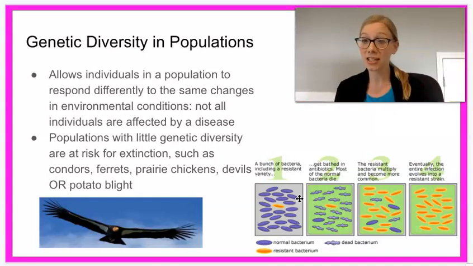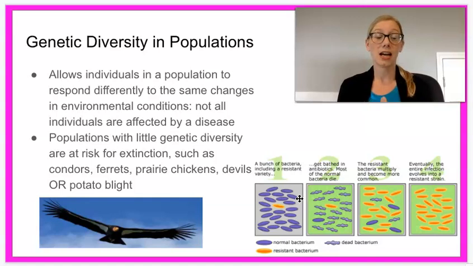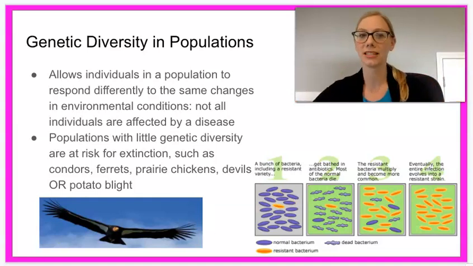Populations that have little genetic diversity are at risk of extinction, right? Things like condors, ferrets, and prairie chickens are really limited in their genetic diversity because their populations got so small that they're at risk for going extinct because they don't have a lot of variety in case something happens to them. Basically, a lot of different ways to respond to it.